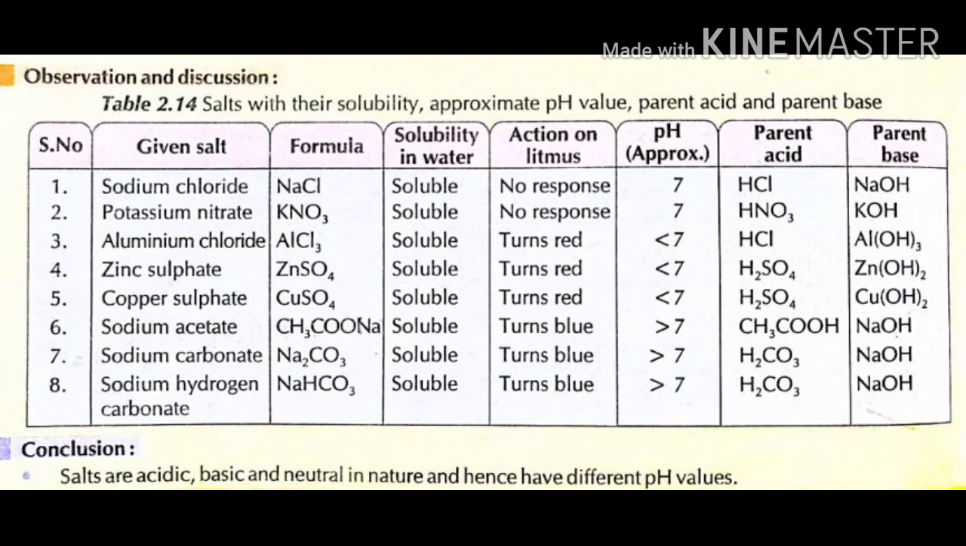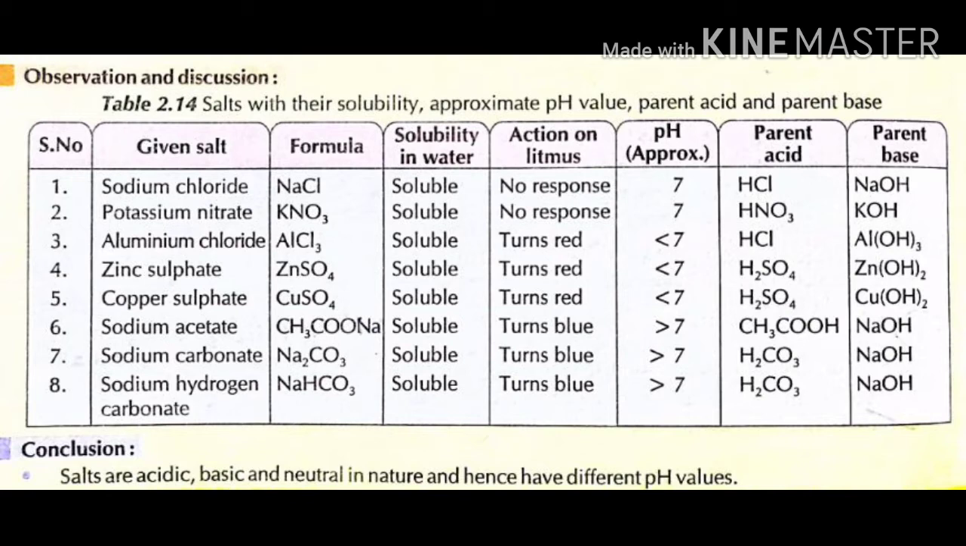Table 2.14. Salts with their solubility, approximate pH value, parent acid and parent base. Serial number, given salt, formula, solubility in water, action on litmus, approximate pH, parent acid and parent base. First one, sodium chloride, formula NaCl. It is soluble in water. Since it is a neutral salt, there is no response towards blue and red litmus paper, so the pH is 7. Parent acid is HCl and parent base is NaOH.